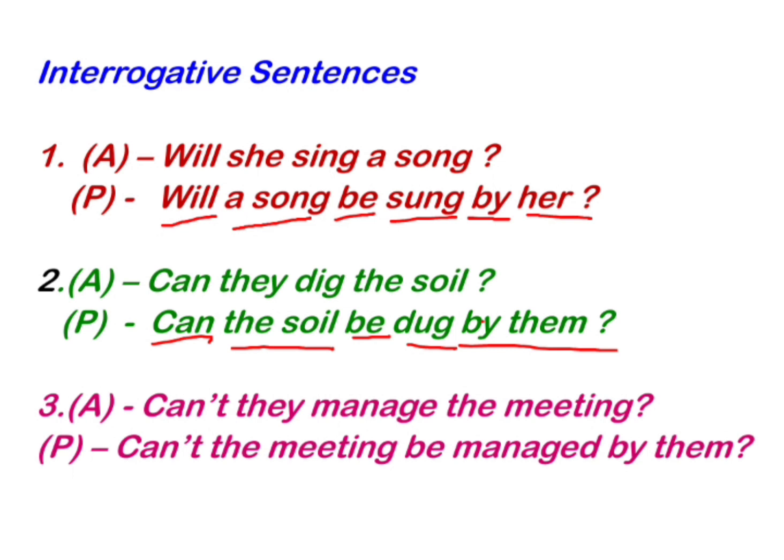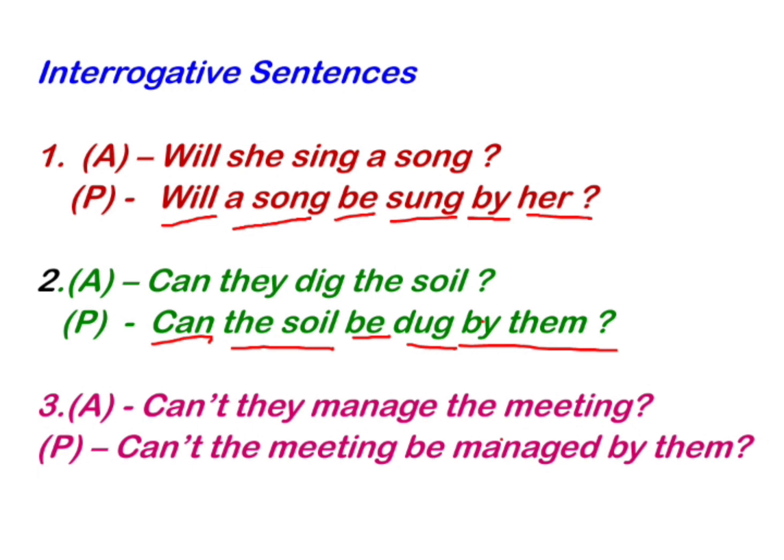Next sentence. Can't they manage the meeting? Can't is the negative word. This is the negative sense. We can write negative sentences also. So can't they manage the meeting? Now, can't is the modal verb. They is the subject. Manage is the verb. The meeting is the object.